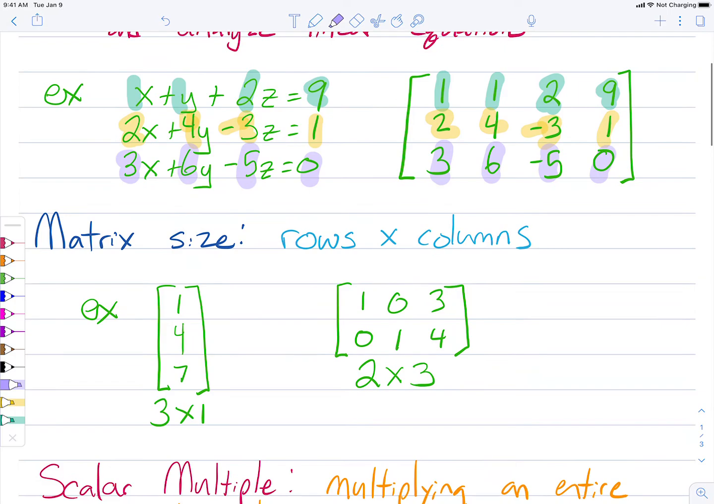So if you're talking about the size of a matrix, you always name it by the rows and then the columns. So how many rows there are times how many columns. So this first example has 3 rows, so row 1, 2, and 3, but it only has 1 column. So this is 3 rows and 1 column. This other one has 2 rows and 3 columns, so 2 rows and 3 columns.